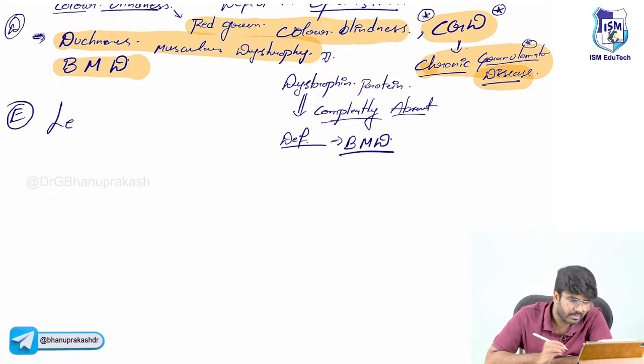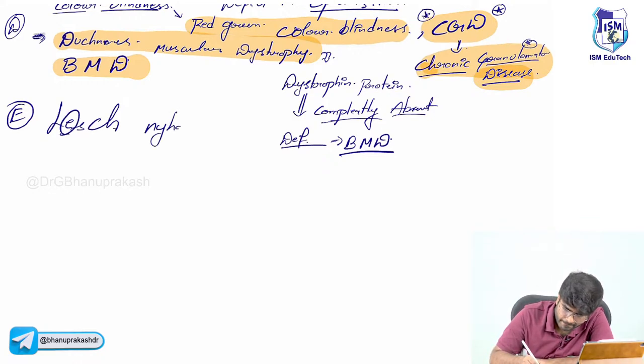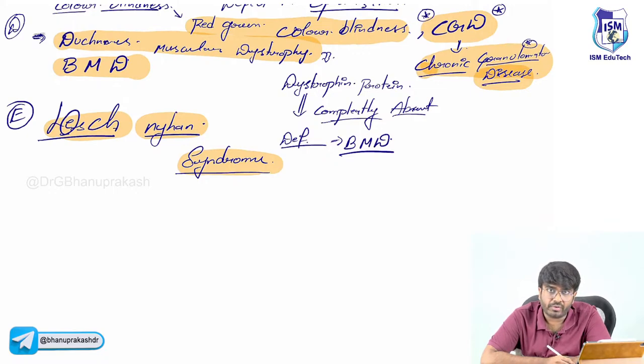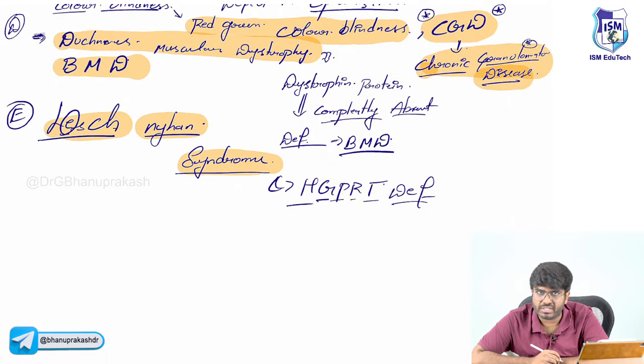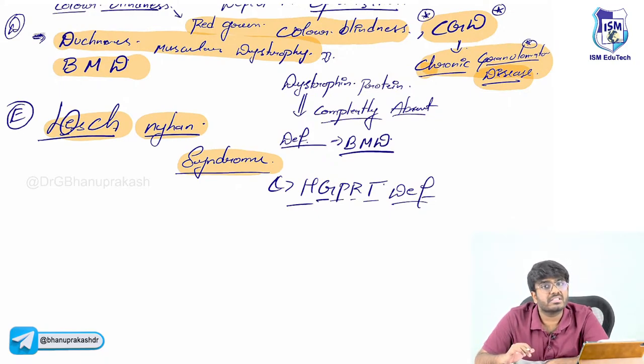So, this is one thing which you need to learn by heart. Lesch-Nyhan syndrome. Now, guys, can you tell me what is the problem with Lesch-Nyhan syndrome? Which enzyme deficiency? Lesch-Nyhan syndrome is due to deficiency of HGPRT, hypoxanthine-guanine phosphoribosyltransferase. Because of this deficiency, the patient is going to have Lesch-Nyhan syndrome.